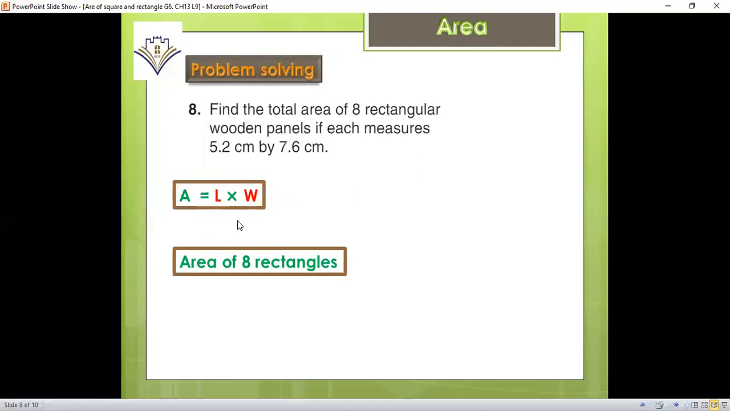Look at the first. The area of one rectangle is equal to 5.2 centimeters multiply 7.6 centimeters. Then the answer is 39.52 square centimeters. This is the area of one rectangle. And we need the area of 8 rectangles. Then calculate 39.52 multiplied by 8, which equals 316.16 square centimeters. Why two decimal places? Because the decimal here is after 2.